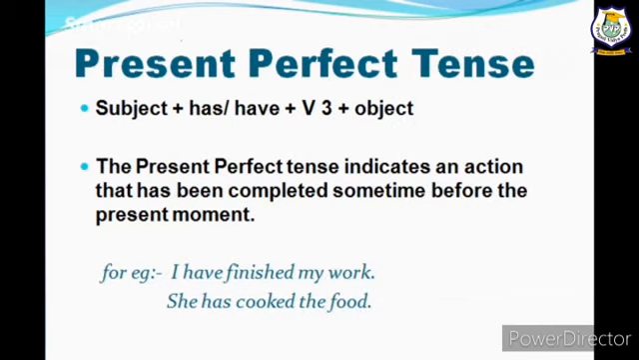Next is present perfect tense: subject plus has, have plus verb third form plus object. The present perfect tense indicates an action that has been completed sometime before the present moment. For example, I have finished my work, she has cooked the food.